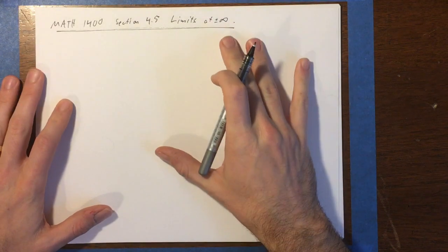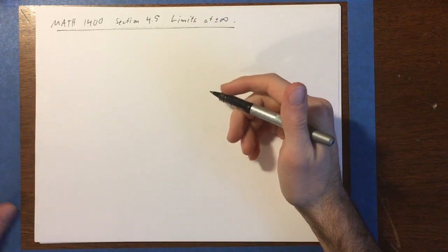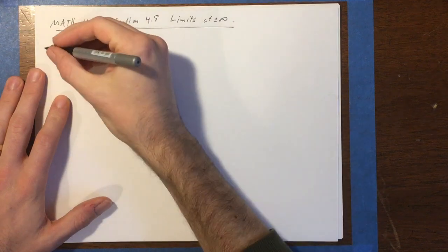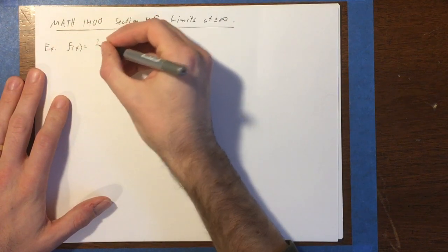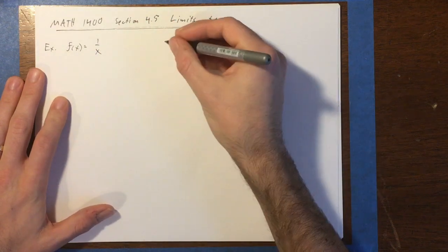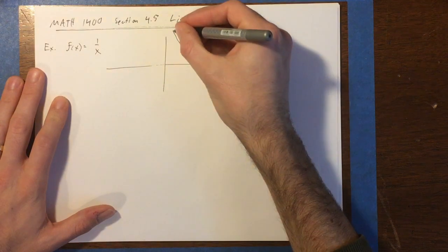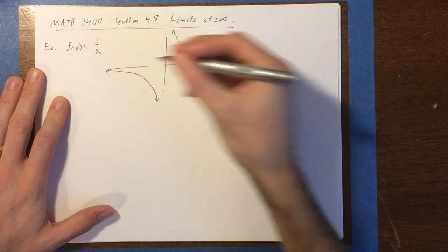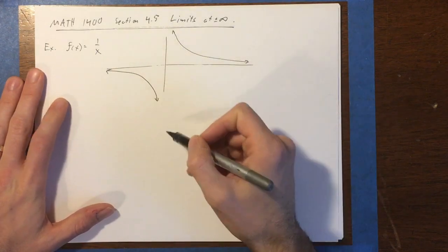All the limits we looked at back in chapter 2 were where x was approaching some finite value. But now we're going to look at what happens when x approaches infinity. So we're going to start with an example. Let's start with a really familiar example. f of x equals 1 over x. This is a very familiar function, so let's draw a picture of it. It looks like this, right? And then it looks like this. It's got this hyperbola here, okay?